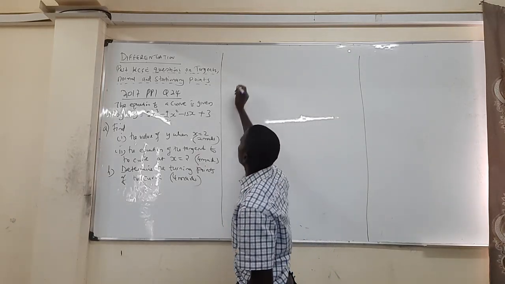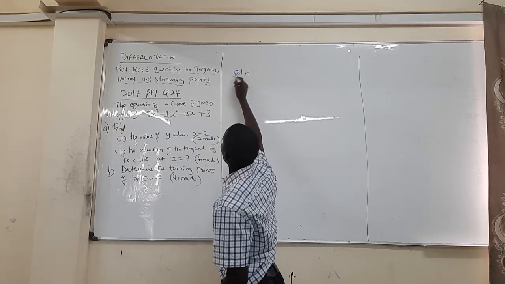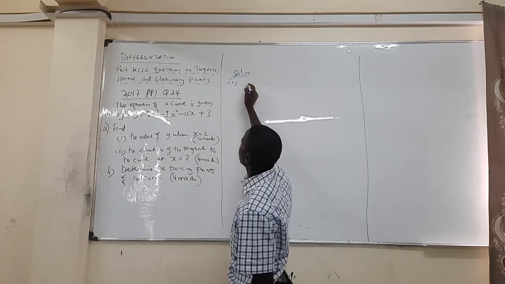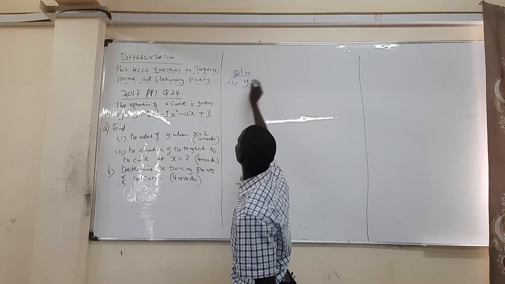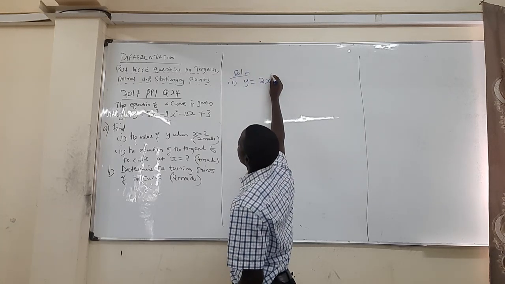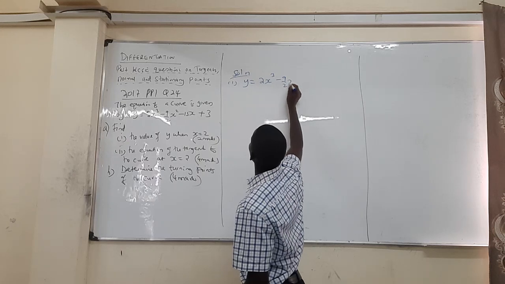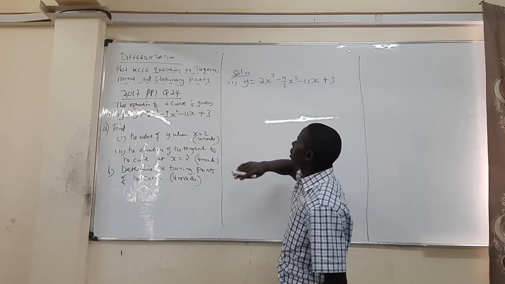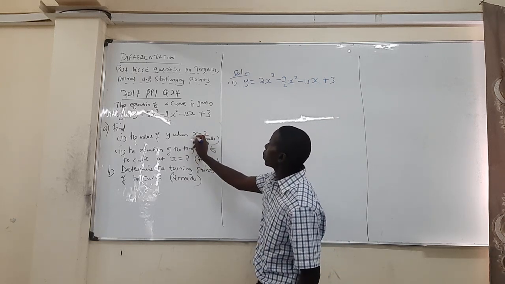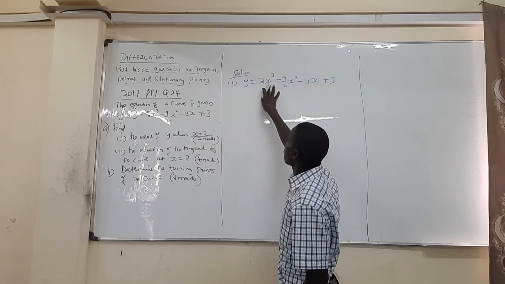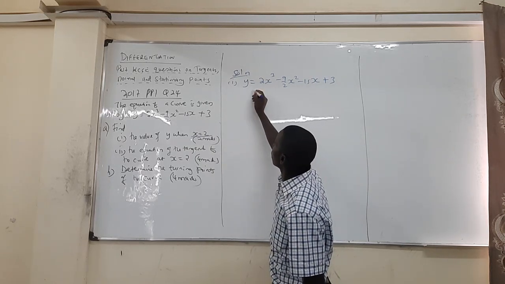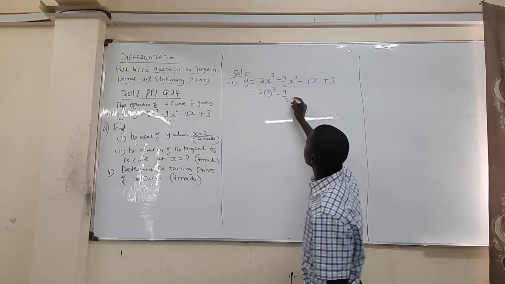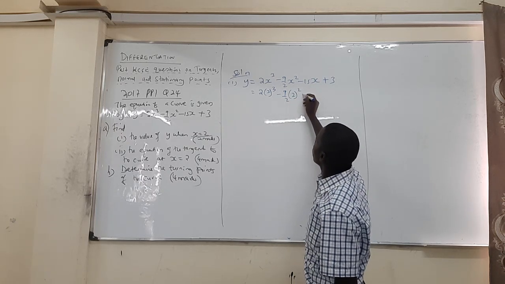So we start with the first one. We get the solution to get the value of y when x is 2. So our curve is y equals 2x cubed minus 9 over 2 x squared minus 15x plus 3. So at x equals 2, we are going to substitute the value of x with 2. So you're going to have 2 times 2 cubed minus 9 over 2 times 2 squared minus 15 times 2 plus 3.